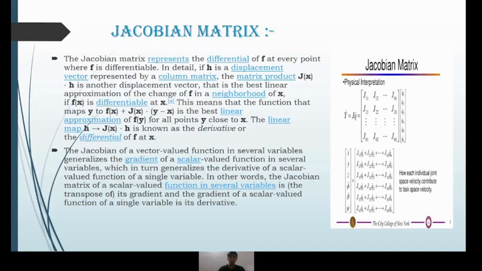The Jacobian of a vector-valued function in several variables generalizes the gradient of a scalar-valued function in several variables, which in turn generalizes the derivative of a scalar-valued function of a single variable. In other words, the Jacobian matrix of a scalar-valued function in several variables is the transpose of its gradient, and the gradient of a scalar-valued function of a single variable is its derivative.